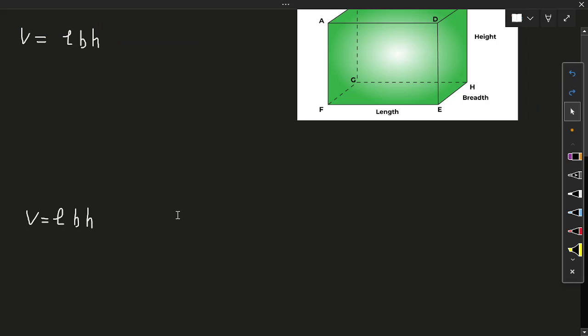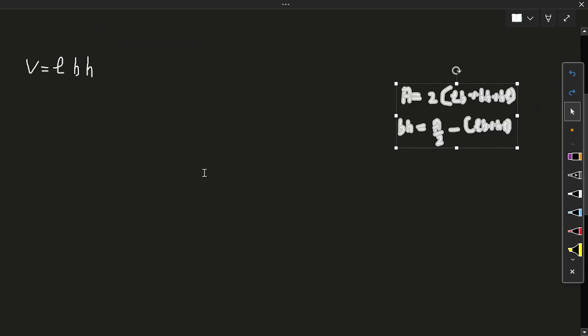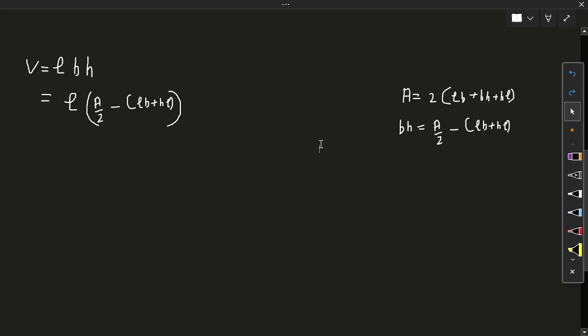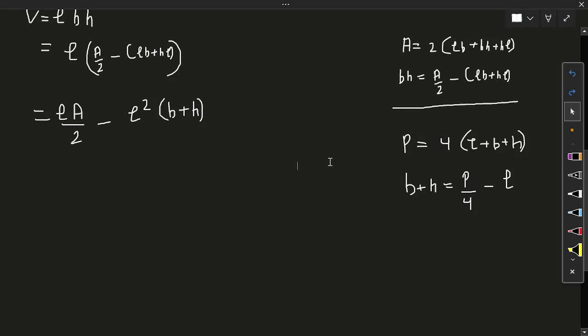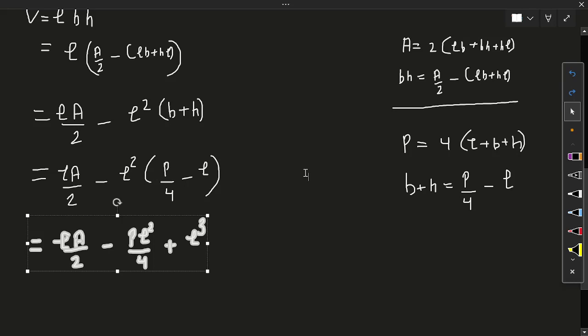First we have to tell the volume. For volume we have the area as this, so we will convert it to BH. We will write BH here. Now the next thing is just open up the braces. Now we have b plus h, and we have the perimeter as this, so we will write b plus h as this. Now open up the braces. So I have opened up the braces.